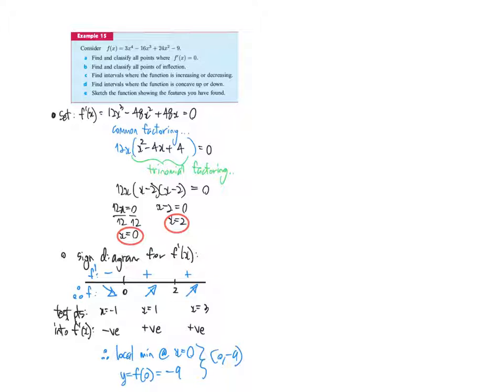Mr. D here. Just checking in with an example of a classification of points given a function where the first derivative equals 0. We're going to do part A together now. You can see that below I've actually already started the question.